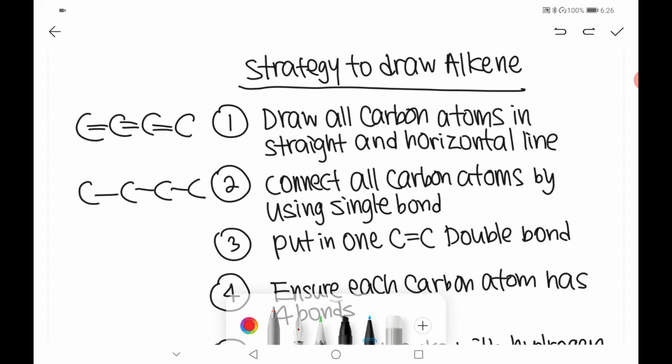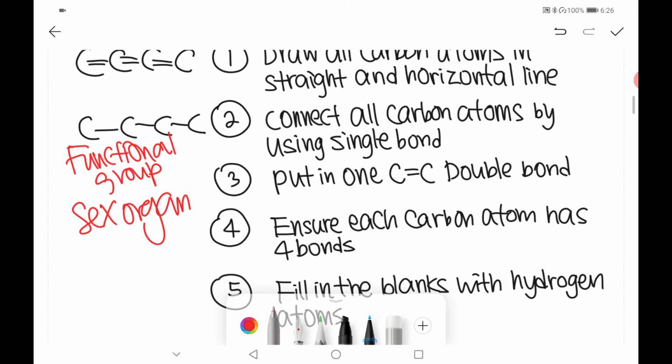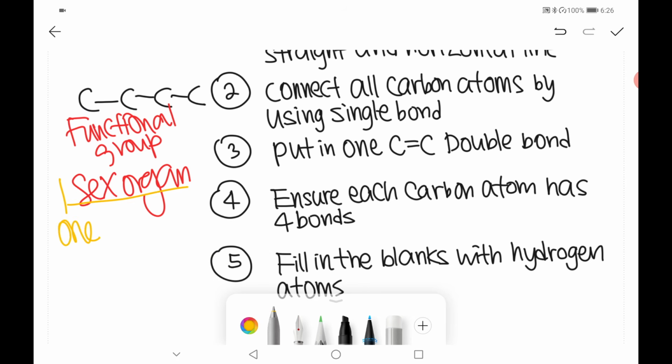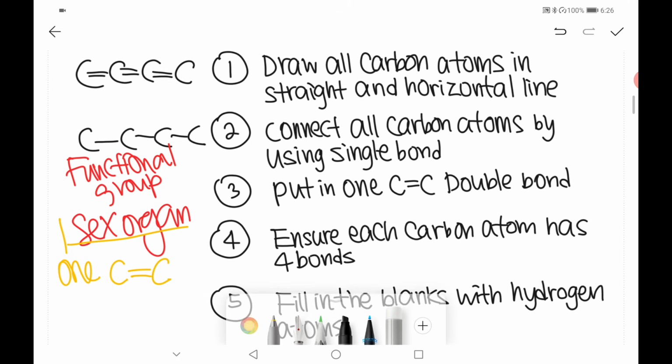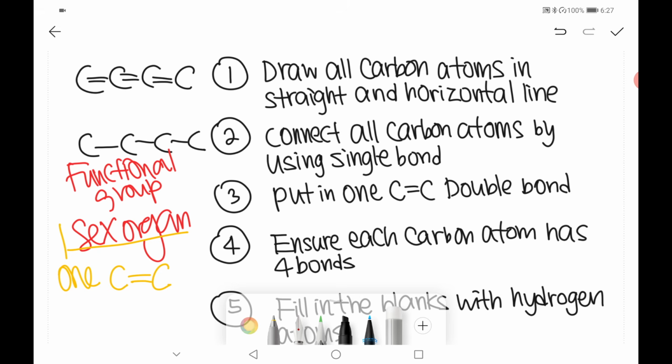So as I mentioned before, the carbon-carbon double bond is the functional group. What is the nickname I give the functional group? I call it the sex organ. Common sense, guys. How many sex organs do you have? 1. There's only 1 sex organ. You cannot have 2 sex organs, right? You cannot have 3. So that's why you only draw 1 sex organ, which is the carbon-carbon double bond. In alkene, only put in 1 carbon-carbon double bond. That is good enough already.